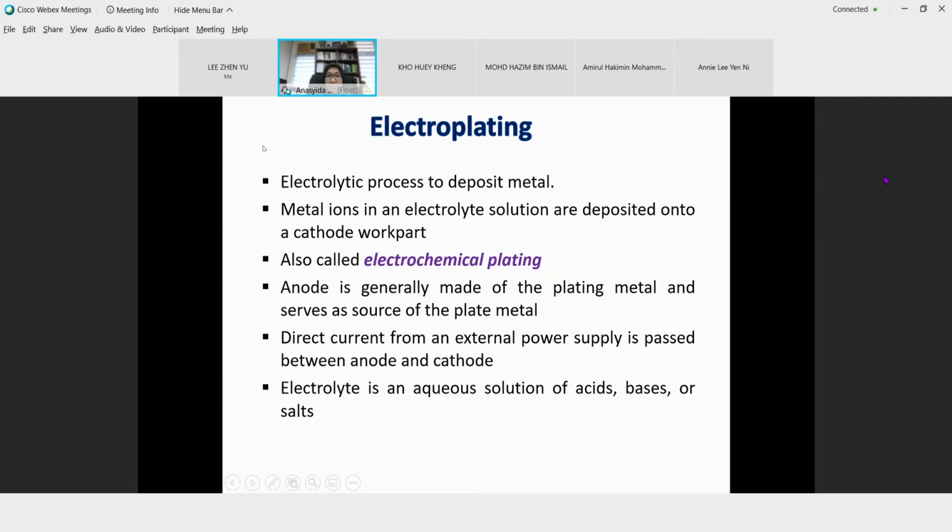Okay, we start with electroplating. So it's a process of electroplating. If you can recall back, you have learned during the corrosion process, it involves movement of electrons, right? So they will be forming a metal ion. This metal ion will be deposited on the part that is going to be coated. Sometimes we call it electrochemical plating.